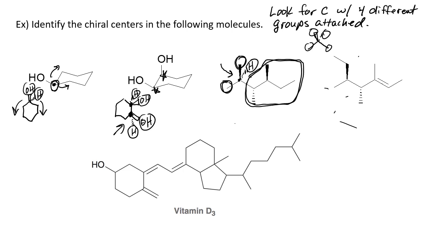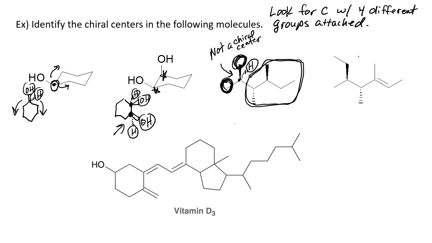So this is not chiral, not a chiral center, not a chiral carbon, because of the 2 methyl groups attached, that and that. If it has 2 of the same groups attached to the carbon, it's not a chiral carbon. Let's look at the next one.